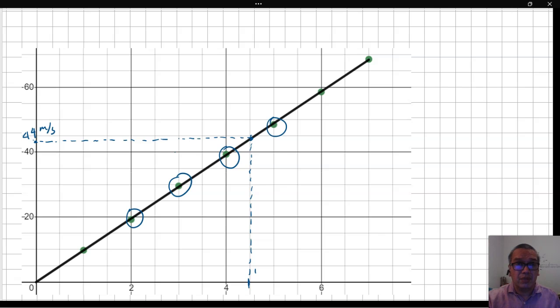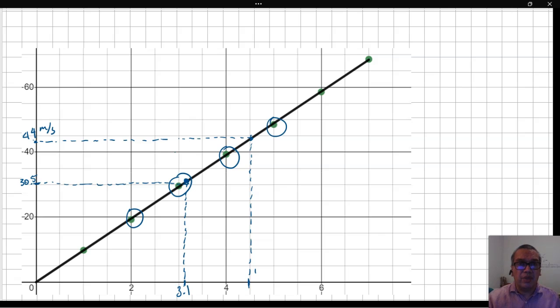On the other hand, if they also ask the time at which the speed is approximately 30.5, then you locate 30.5 on the speed axis, approximately here, move right all the way to the graph, and then move down to determine that this is approximately 3.1 seconds.